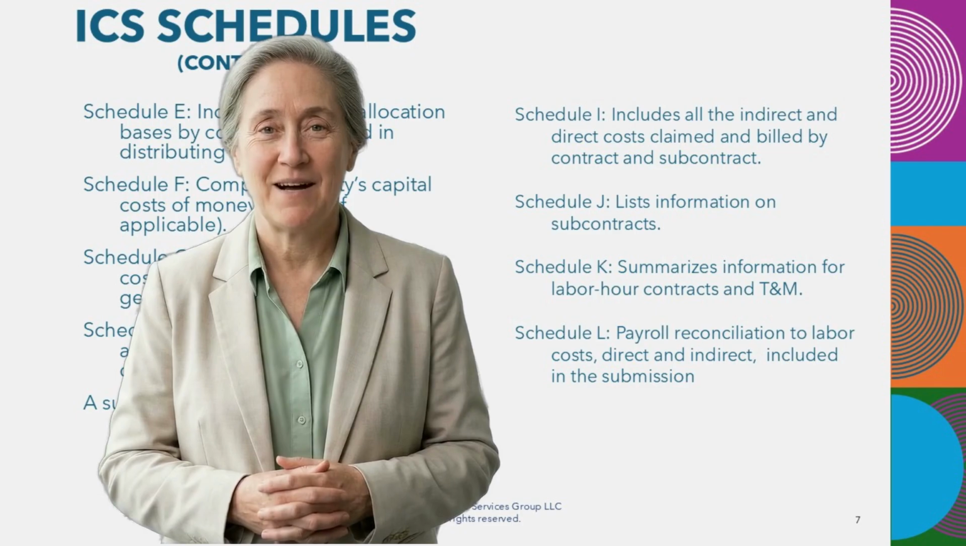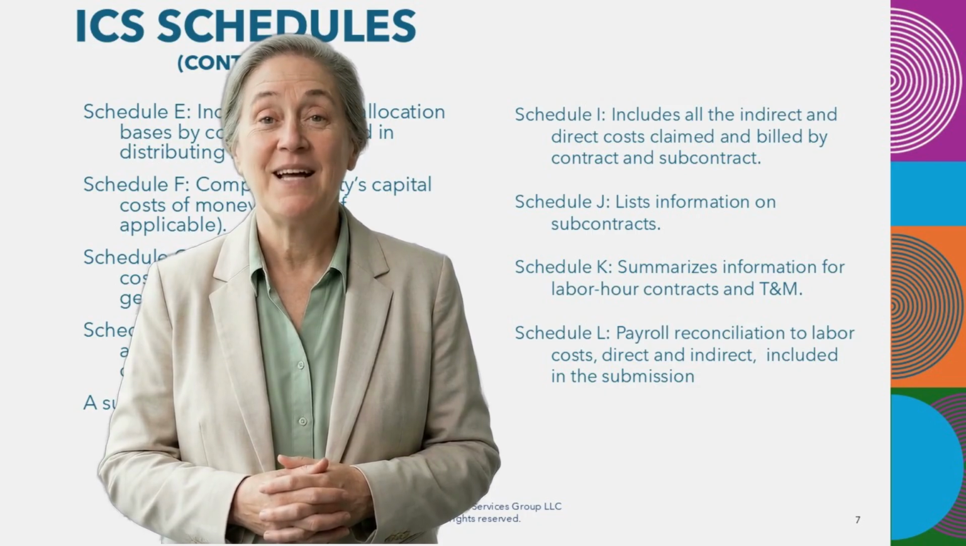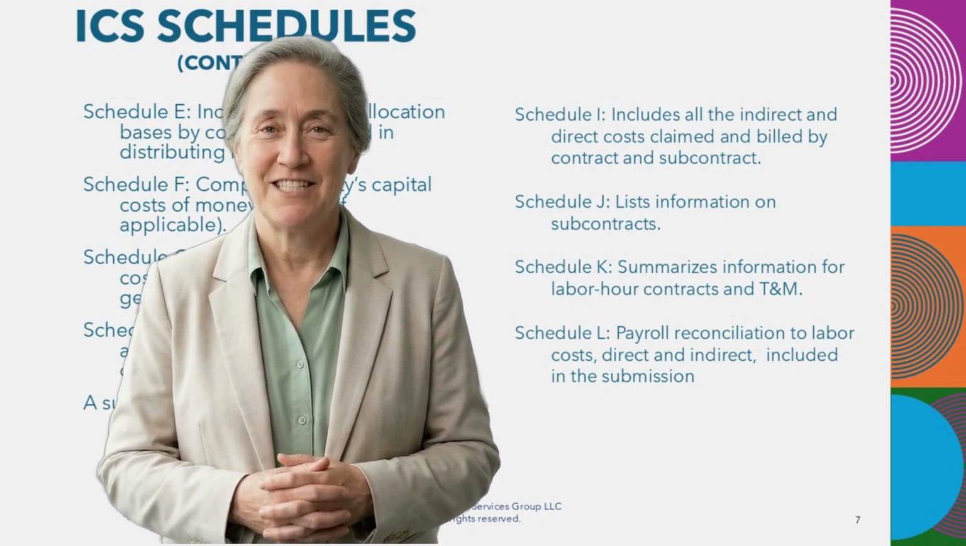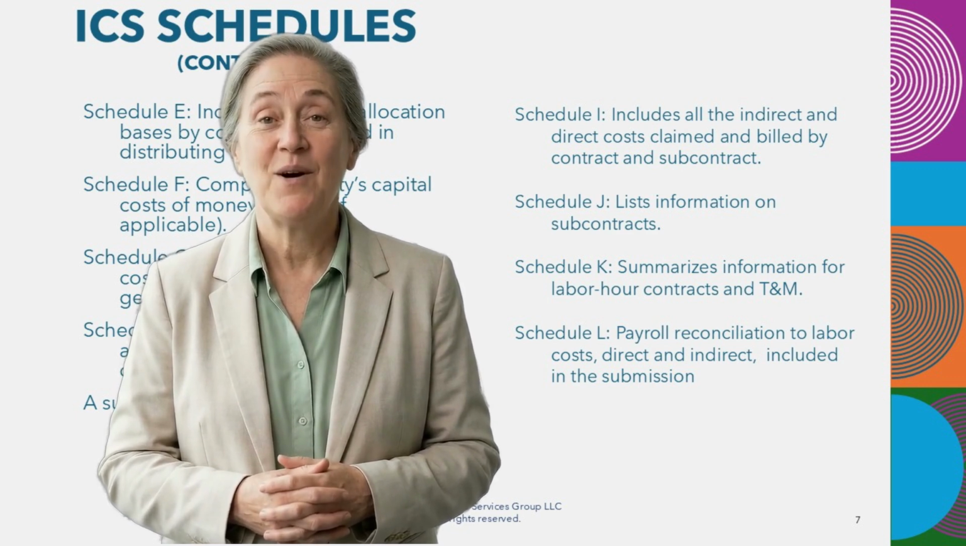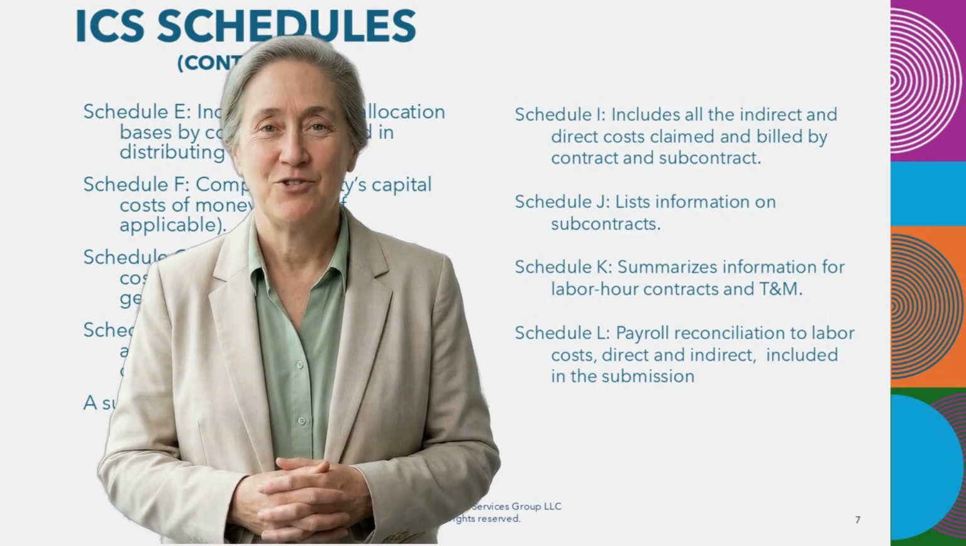You must remove any unbillable or unallowable costs on this schedule. Schedule J provides subcontract info. Schedule K summarizes labor hour and T&M contracts. And Schedule L reconciles payroll to the labor costs, direct and indirect, in your submission.